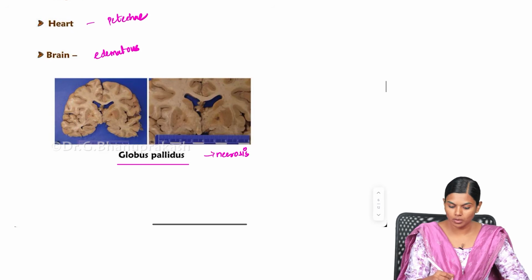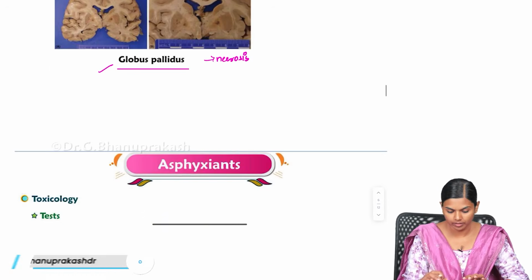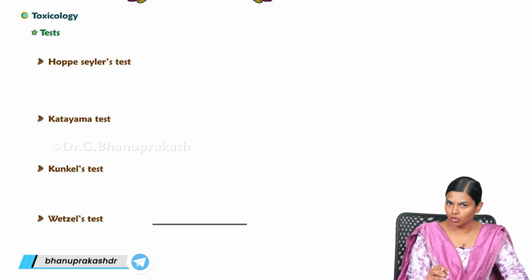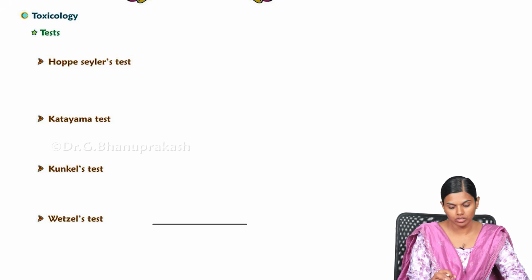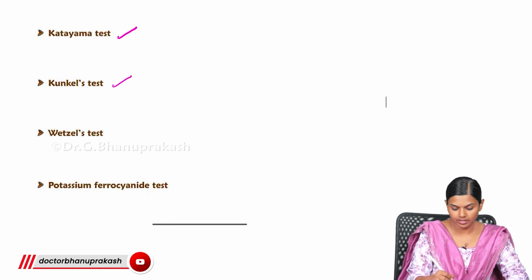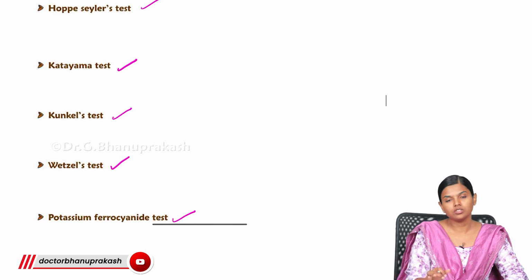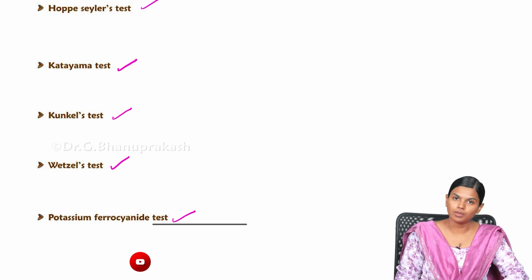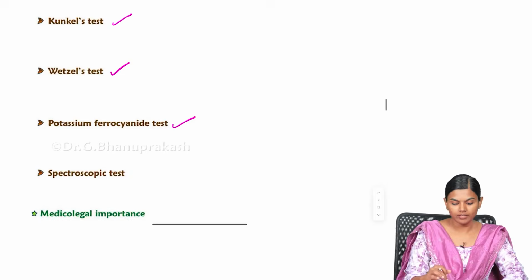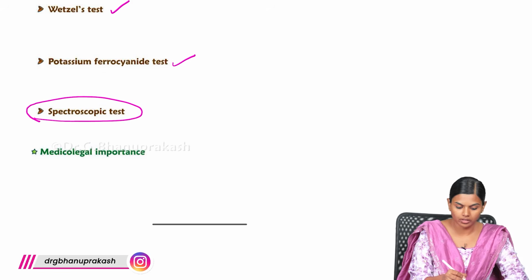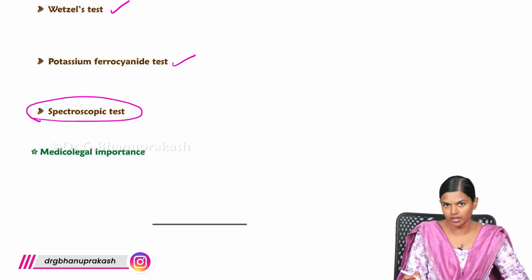This globus pallidus necrosis is very important, and there are certain tests post-mortem that you can do to find out carbon monoxide poisoning. What are those tests? We normally don't do them now, but initially they were used, so just know the names: Hoppe-Seyler's test, Katayama test, Kunkel's test, Wetzel test and potassium ferrocyanide test. They may ask you what the tests for carbon monoxide poisoning are. You can just name them. Now, what we mainly do is the spectroscopic test. That is what we usually do for carbon monoxide poisoning.